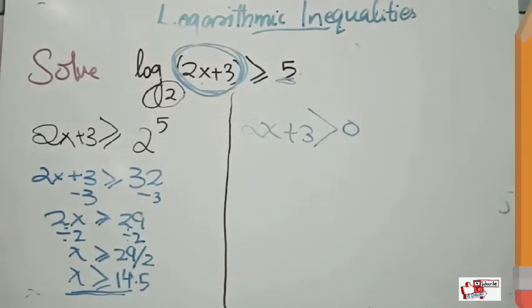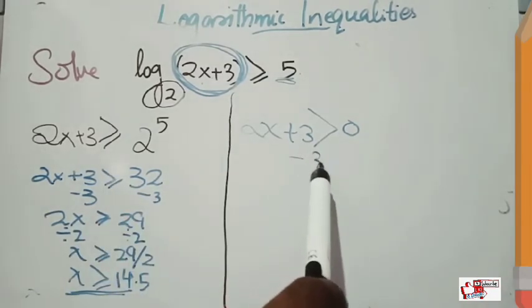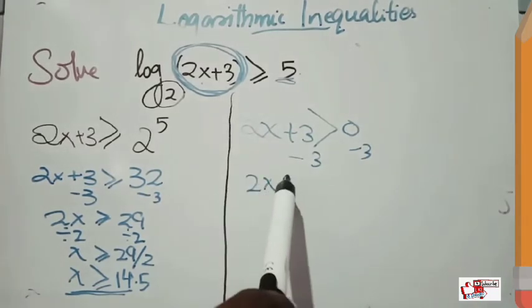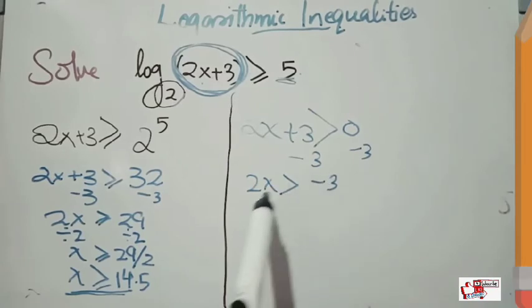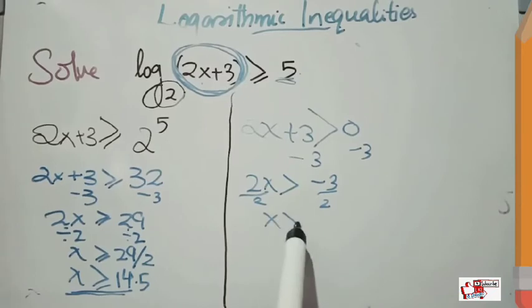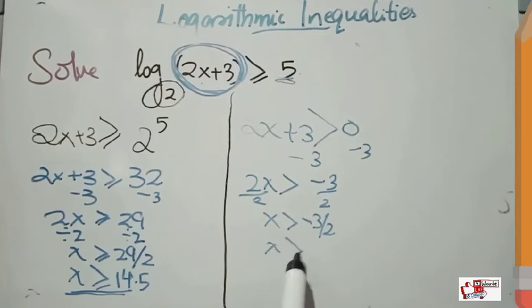2x plus 3 greater than 0. This is the additional concept we have to use in every logarithmic inequality solution. From this, if you subtract 3 from both sides, we get 2x greater than minus 3. When you divide both sides by 2, we get x greater than minus 3 by 2.